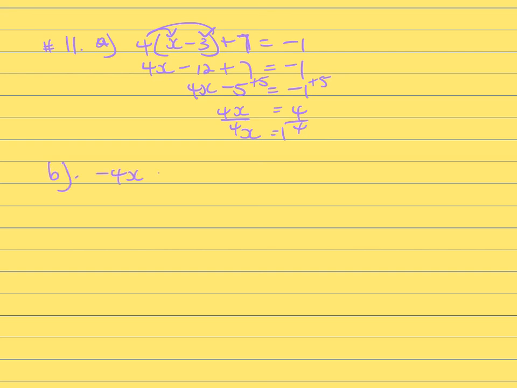Minus 4x equals 16 plus 4x. Minus 4x from both sides. So we get minus 8x is equal to 16. Divide both sides by minus 8. X is equal to minus 2.